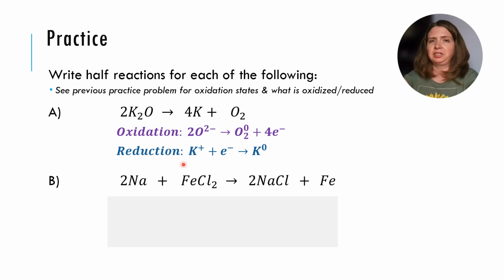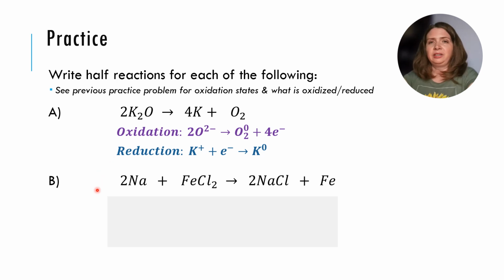For the reduction half reaction, potassium ions gain 1 electron to become neutral potassium atoms. For the oxidation half reaction, oxygen starts as 2 O2- ions. Since each oxygen atom must lose 2 electrons to become part of neutral O2 gas, we need a total of 4 electrons lost. Be sure to include O2 as the product since oxygen is diatomic in its elemental form.